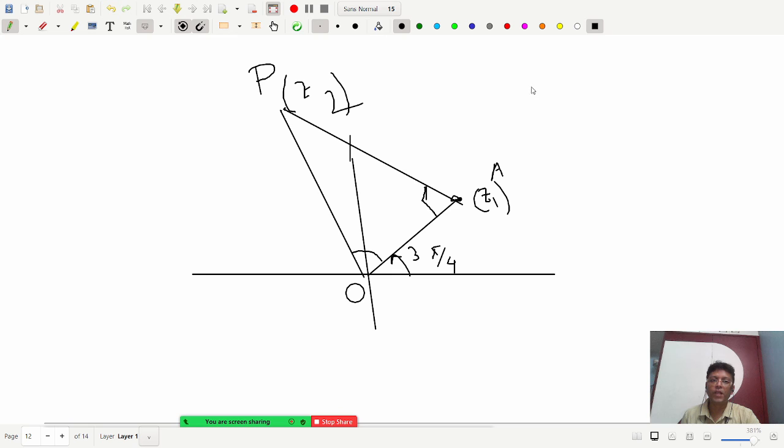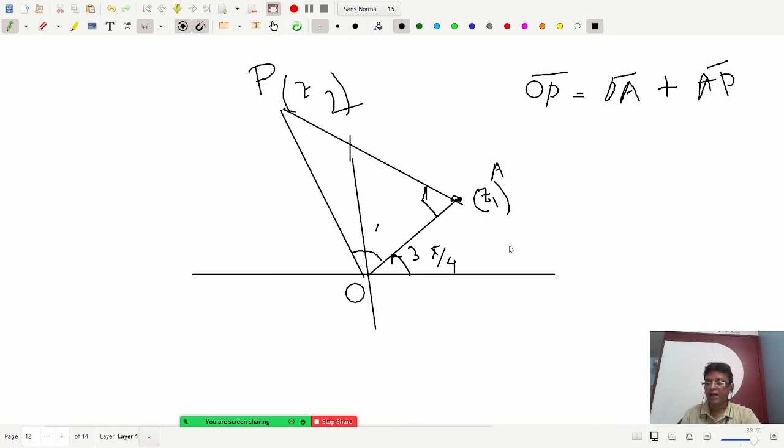Now what is your OP? Direction OP is OA plus AP. Rotating OA by an angle of 45 degrees in the anti-clockwise direction gives OP. Got it? So you are rotating OA by 45 degrees anti-clockwise to get OP. So this is Z2, this is Z1.